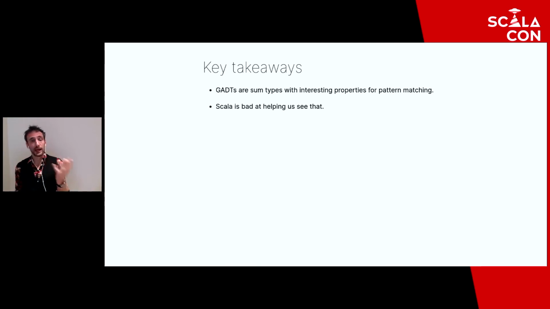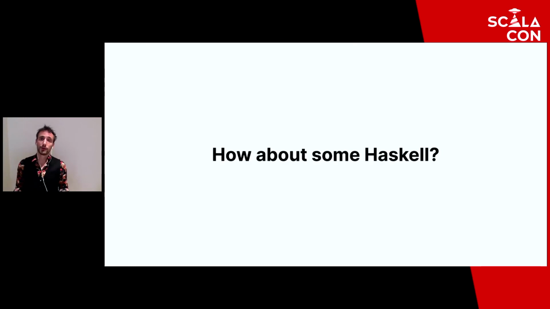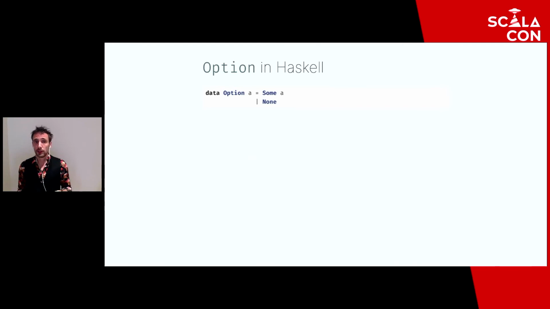But if Scala is so bad at helping us see that, then how about some Haskell? Because it's a lot clearer in Haskell. Take Option in Haskell. Option is either a Some or a None. But a very important piece of information here is that Some and None are functions. They're not types. Some is a function that goes from A to Option of A. There is no representation at the type level of whether an option is empty or not, which makes it impossible for us to write safeGADT, because we cannot encode the notion that an option is non-empty at the type level.